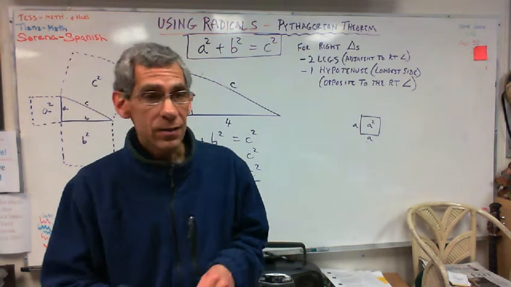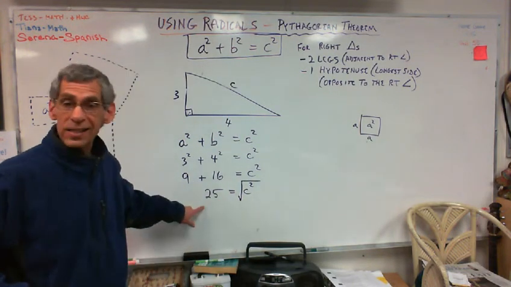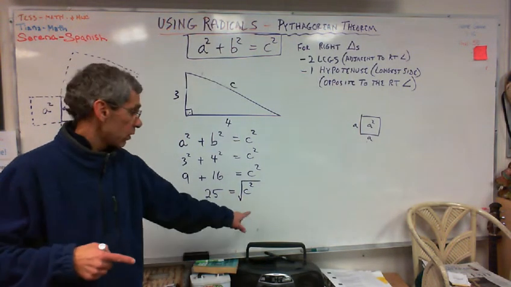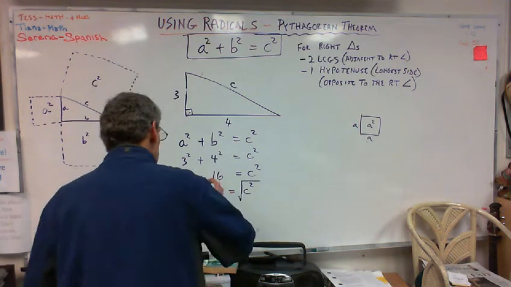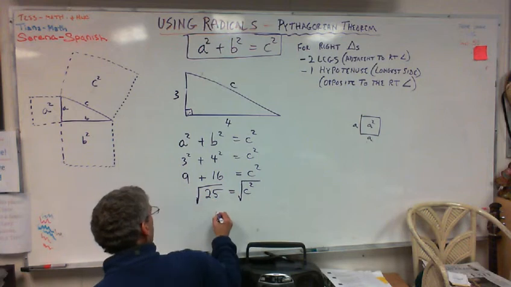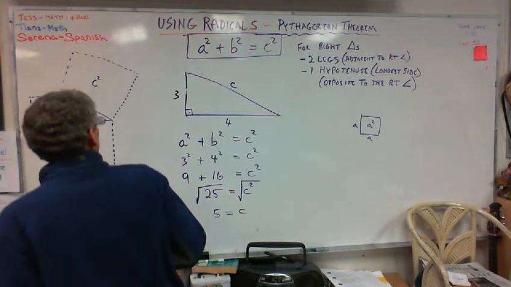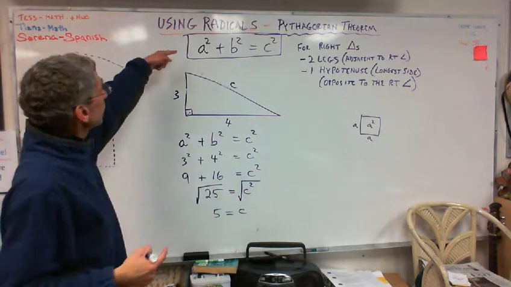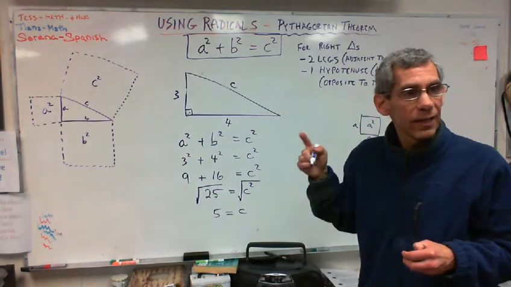Since c squared is exactly the same as 25, if I square root c squared, I have to square root 25 as well. So the square root of 25 is 5, so 5 is equal to c. So what we just figured out using the Pythagorean theorem is the length of side c.